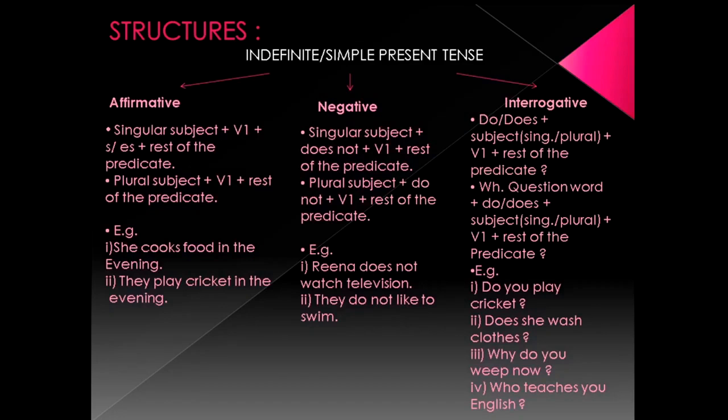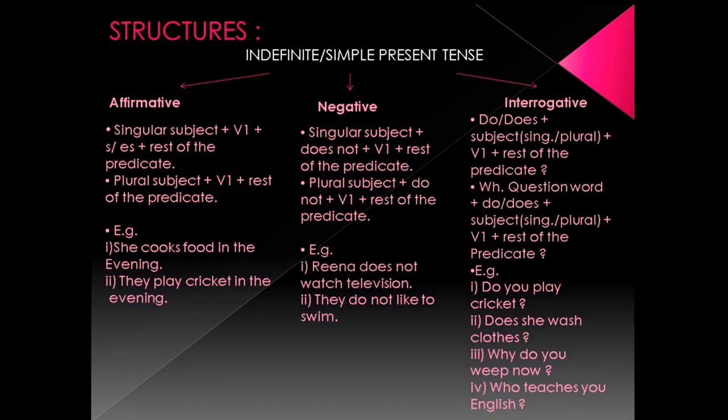Now moving on to the interrogative sentences. When we are forming an interrogative sentence, there are two different rules for forming interrogative sentences in simple present tense. We know that interrogative sentences are those sentences which ask a question. Now the first one you can see here is, the structure is do or does plus subject. The subject could be singular or plural, and then the first form of the verb and rest of the predicate, and finally at the end you are going to put a question mark.